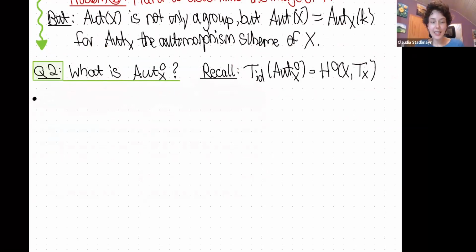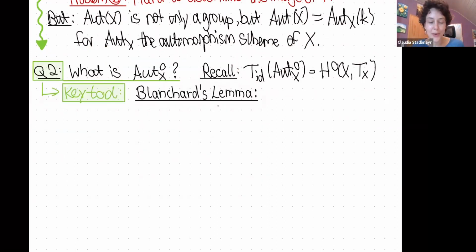Okay, and then the key tool for answering this easier question 2 is Blanchard's lemma, which I'm going to explain to you now.